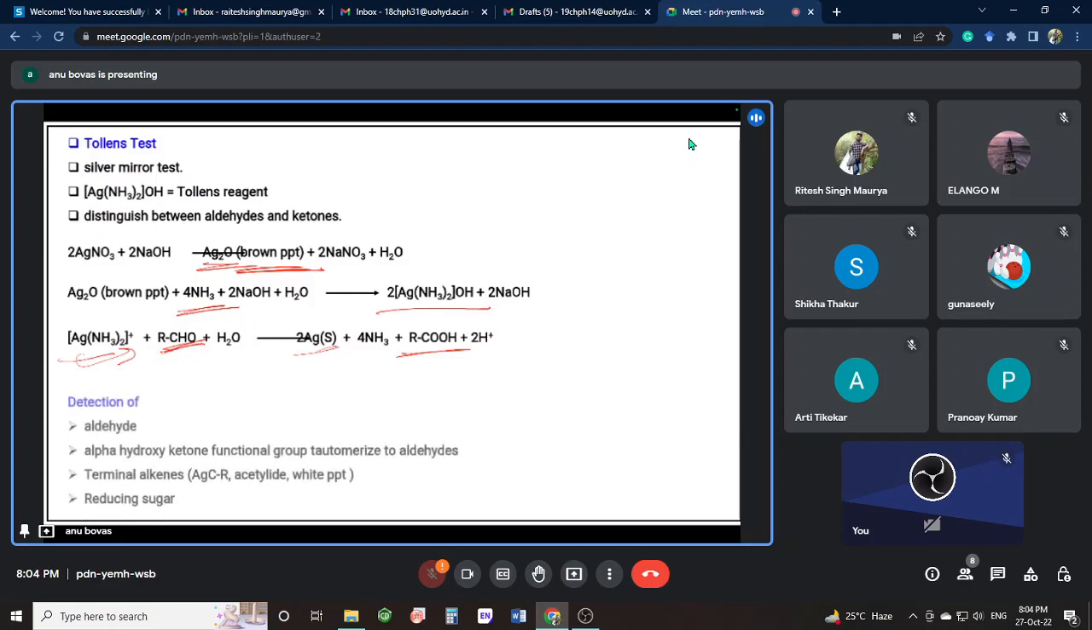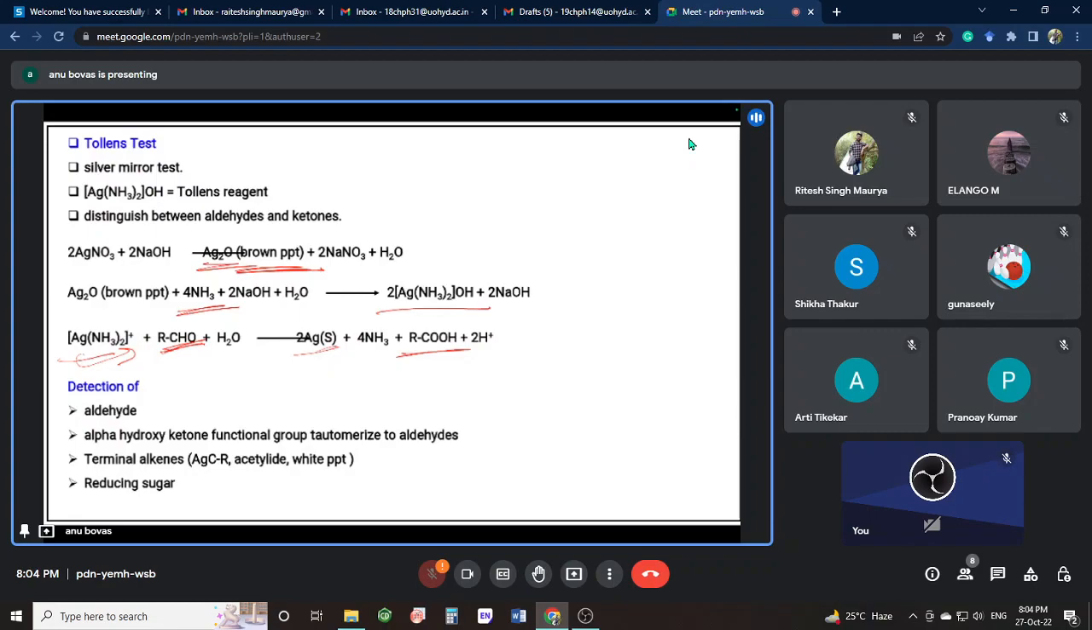So this is basically the Tollens test, and it is used for detection of aldehydes, alpha hydroxy ketones, terminal alkynes and reducing sugars. Only this much we should know about the Tollens test. Not much deeper questions will be asked. Mostly it will be asked: among the following compounds, which will give a positive test and which will give a negative test. These are the types of questions generally seen, from the Tollens test, Benedict's test and so on.